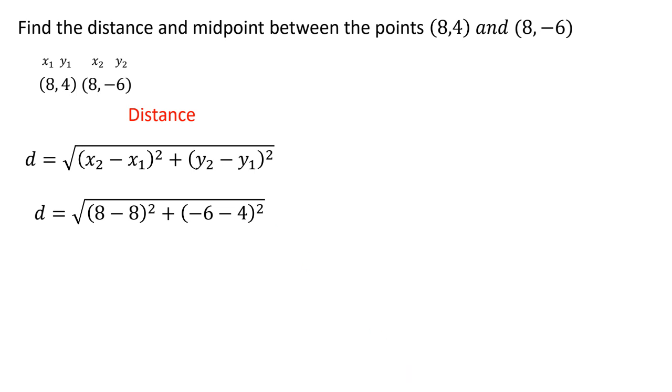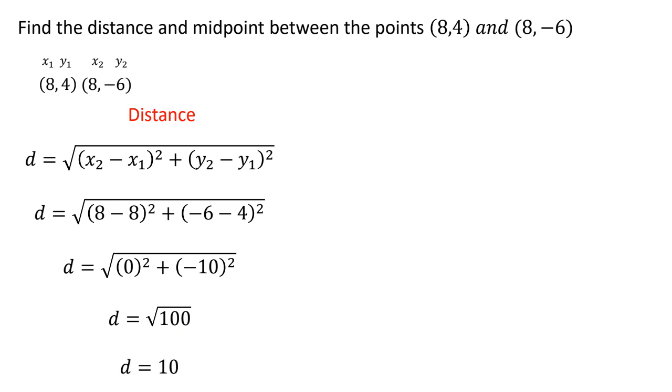And if we simplify, 8 minus 8 is 0, and -6 minus 4 is -10. If we square those numbers, we get 0 plus 100, which would be 100. So we can take the square root of 100, and so that comes out as 10. So that would be your distance between those 2 points.